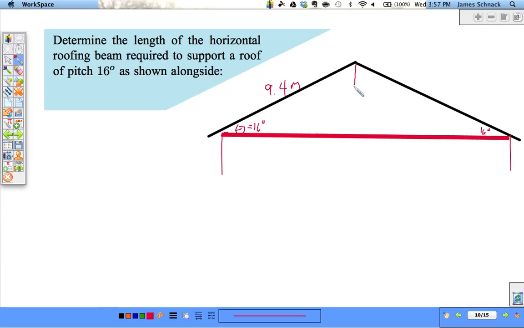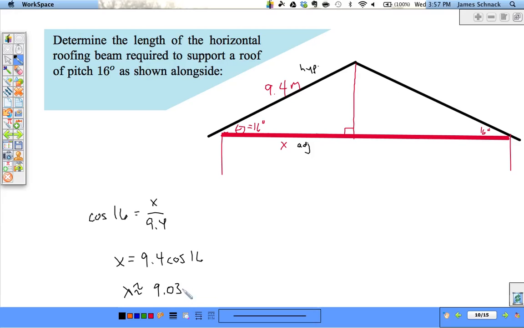So what we now have essentially is two right triangles. This is what we're looking for. Well, actually two of those, right? So that's the adjacent side. This is the hypotenuse. So cosine 16 is equal to x over 9.4. X is equal to 9.4 cosine 16. So x is approximately 9.036. And you can verify that in your calculator if you're not believing me.